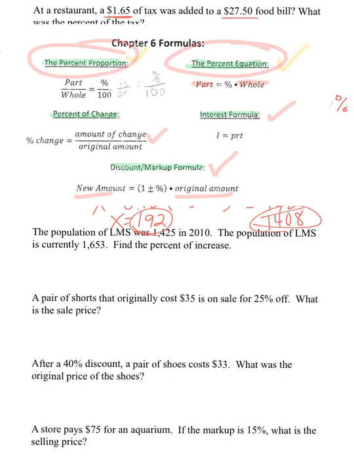In the next one, the population of LMS was 1,425 in 2010. The population is currently 1,653. Find the percent of increase.